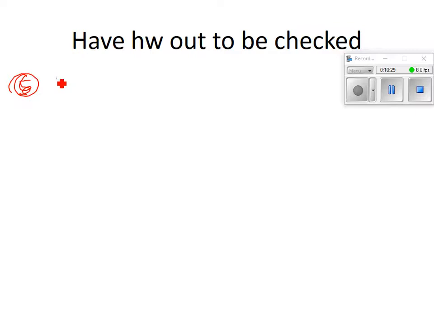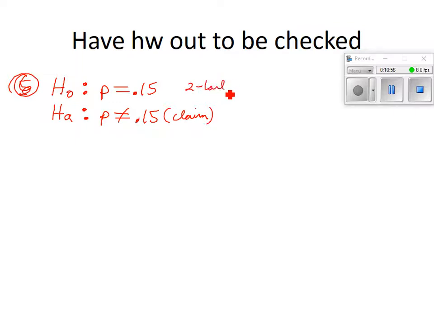Number 5, we can use our H0. On number 5, our H0 is p equals 0.15. Our HA then is going to be p is not equal to 0.15. That was our claim this time. I look right here, I see the equal to sign. I know that that's going to be two-tailed.